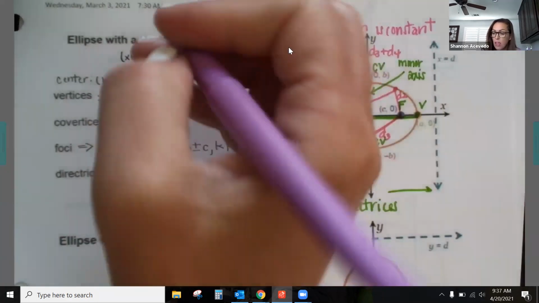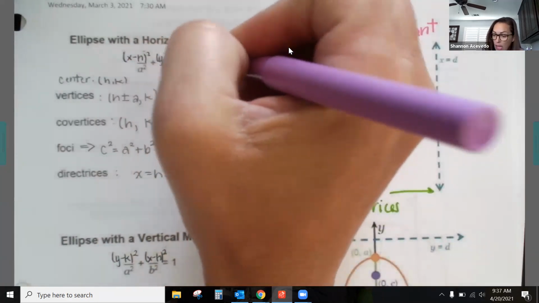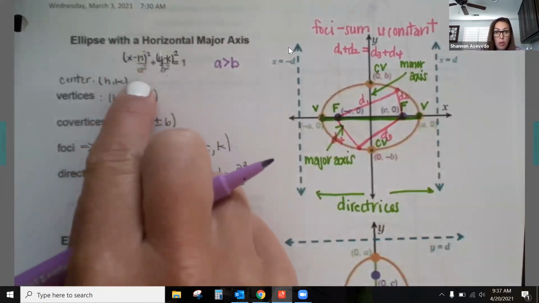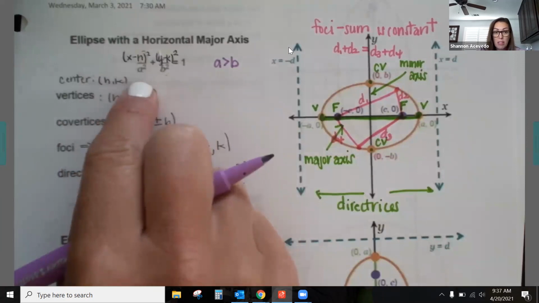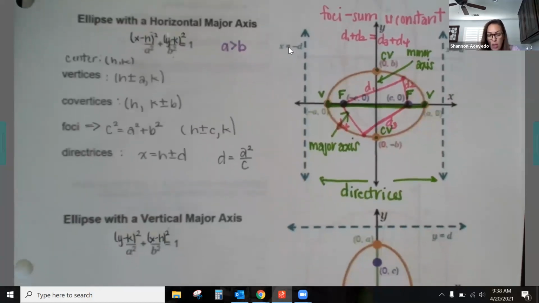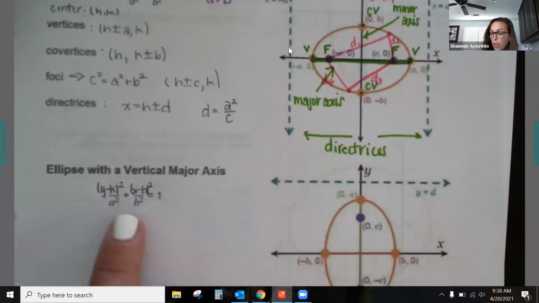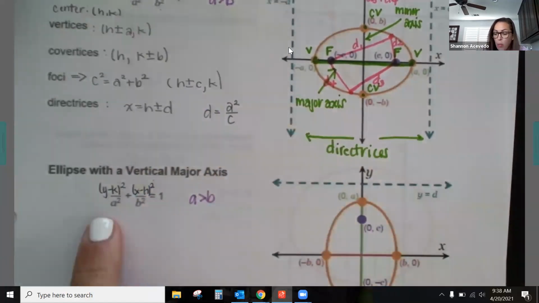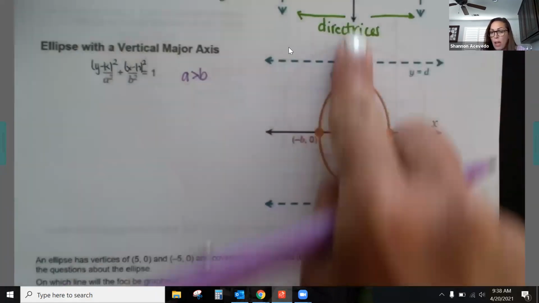So in this case, for a horizontal ellipse, a is greater than b. My a is under my x, the greater value, so it means that it's going to be longer along my x axis. So when we talk about it here, this a value is under my y now, so it's always going to be longer along my y axis then.